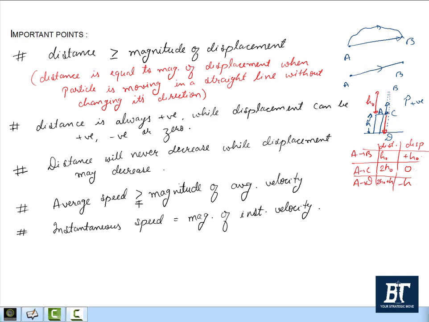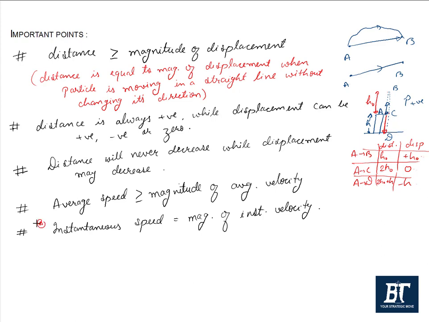So average speed will always be greater than or equal to the magnitude of average velocity, and we had already discussed that distance is equal to magnitude of displacement only when the particle moves in a straight line without changing its direction. So average speed will be equal to the magnitude of average velocity when the particle travels in a straight line and without changing its direction.